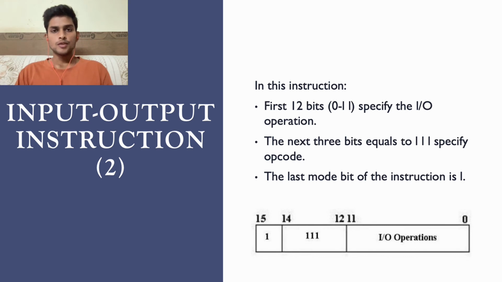Coming to the instruction format, the first 12 bits specify the input-output operation. The next 3 bits specify the opcode, which is equal to 111. But the only difference between register reference and input-output reference instruction is the mode bit of the instruction. The mode bit of an input-output reference instruction is 1.